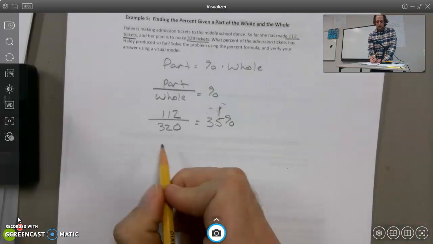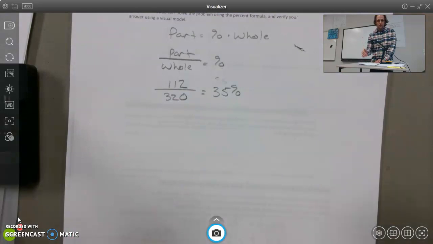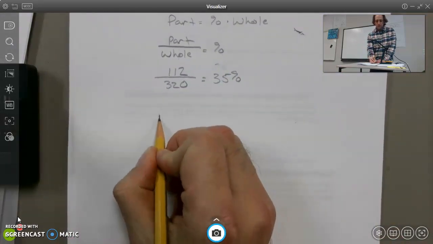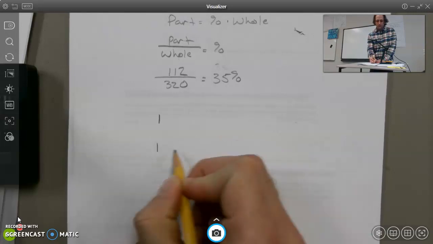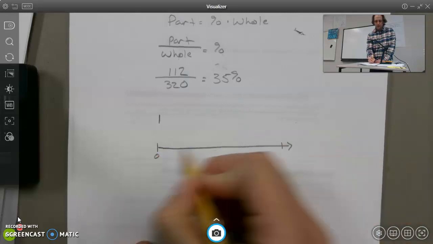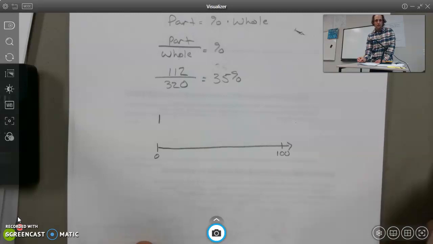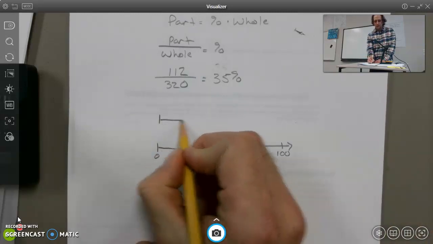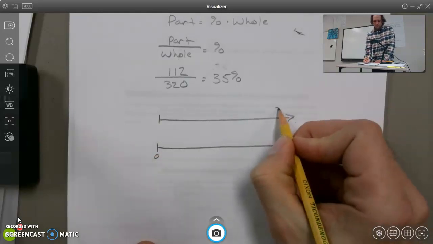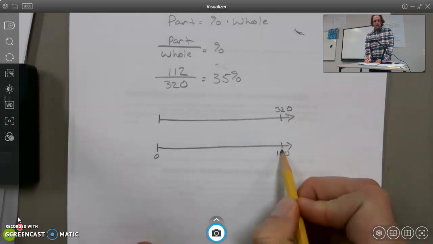I want to show you another possible way to think about this, just as another tool for you, since we're looking at this. Another way to look at percents is to look at them with a double number line. So this number line goes from 0 to 100. This is our percentage, 0% to 100%. Okay? This number line goes to 320. So I know that 320 is 100%.